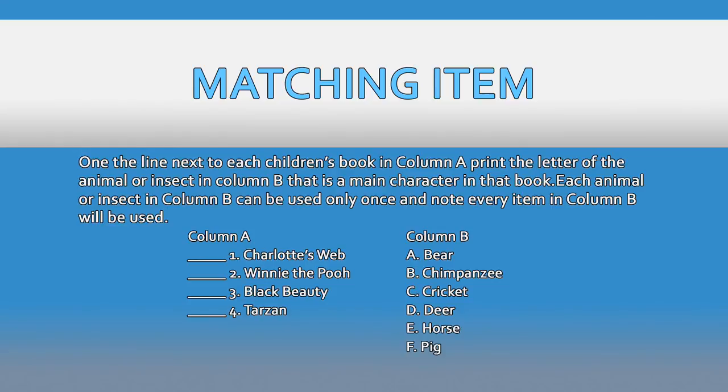The final selected response item format I want to talk about today is the matching item. You're probably familiar with this format. The first column is called the premise, and the second column is called the response. Notice that this list is homogeneous in that there are all books on the left and all animals on the right. You don't want to mix that up.